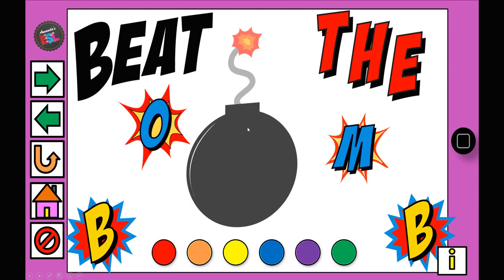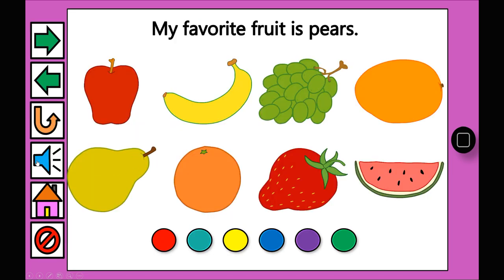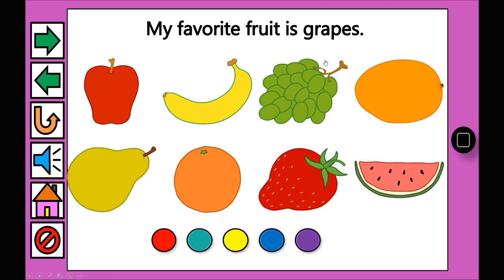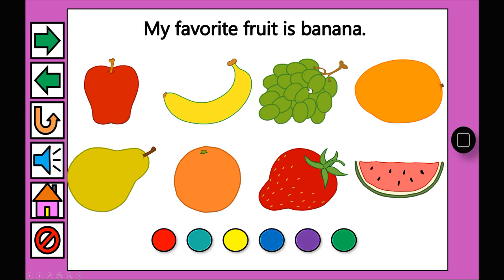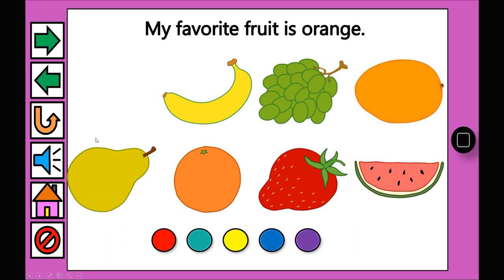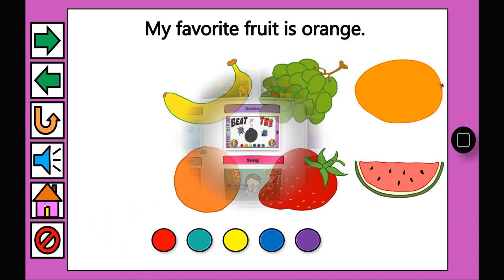Next one, beat the bomb. My favorite fruit is pear. I included the sentence in this one just because I felt like it. Pear. My favorite fruit is grapes. My favorite fruit is banana. That's what happens if you hit the wrong one.